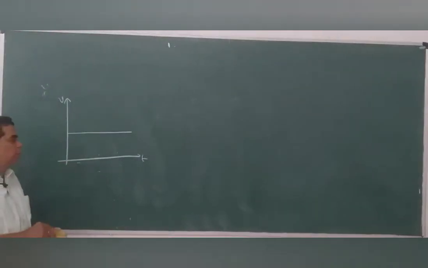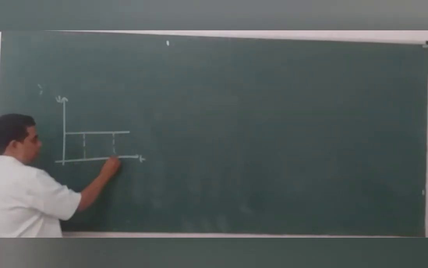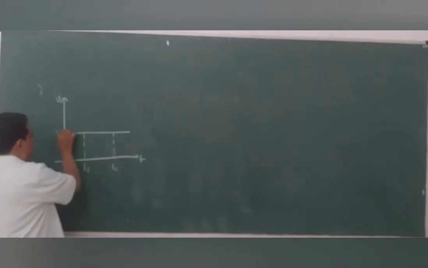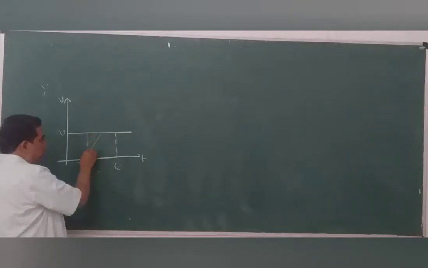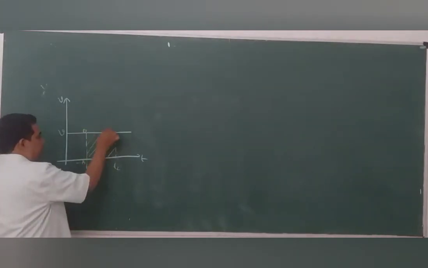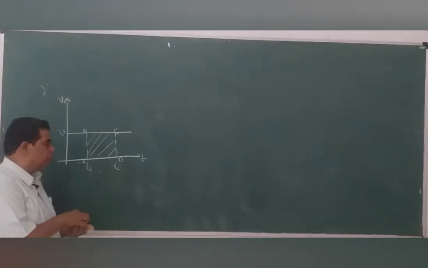Now we do one thing. I just write down 2 marks here, 1 mark here, 1 mark here. I call them T1, T2, and this V remains the same throughout. Now we calculate the area of this rectangle. If you want, you can call it ABCD. The area of this rectangle we want to calculate. What we get, we'll see.